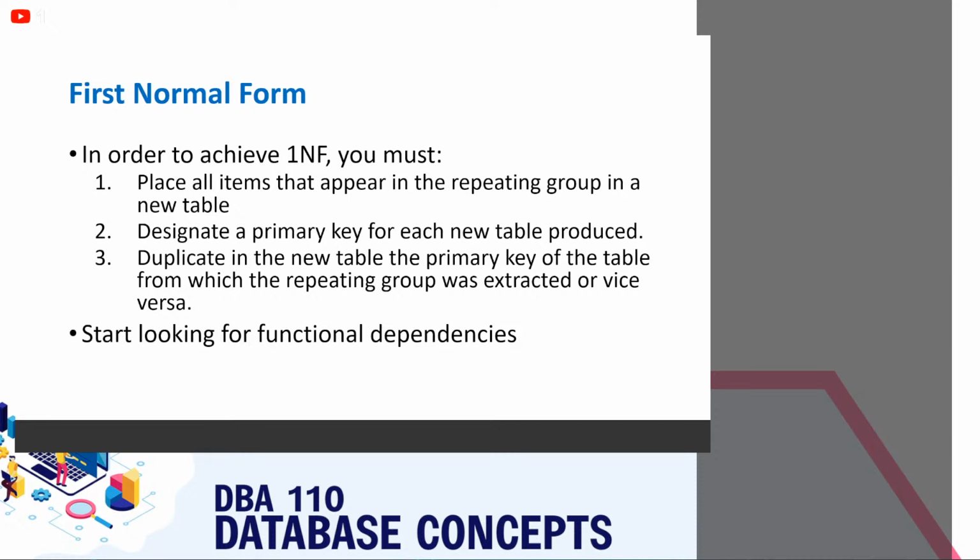Right, but number 3 here is to duplicate in the new table the primary key of the table from which the repeating group was extracted, or vice versa. And that would become a foreign key in the new table that works as that point of reference, as we've talked about previously, so that we can relate the old table to the new table, so that we can start to work with those items.